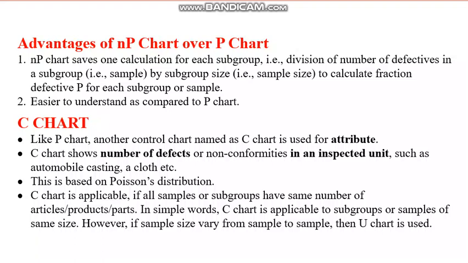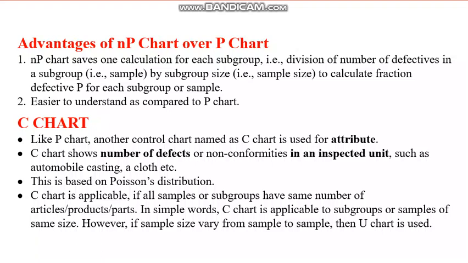You see, when we were using P chart and NP chart, P chart was used for varying sample sizes, whereas NP chart was used for the same sample size. So C chart is used for same sample size. That means an equal number: the first sample has, suppose, 6 items, the second sample also has 6 items, the third also has 6 items. Like that, if you have 10 samples, all 10 samples have 6 items. If it is like that, you use C chart.